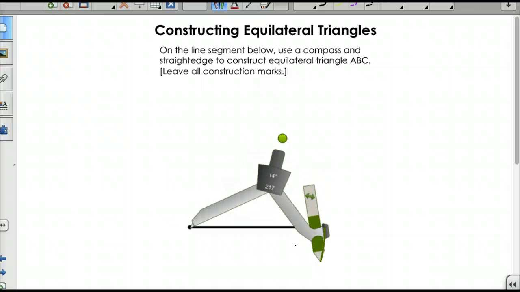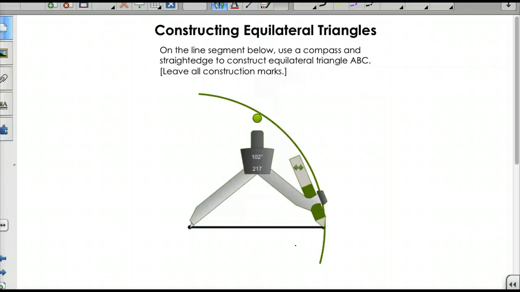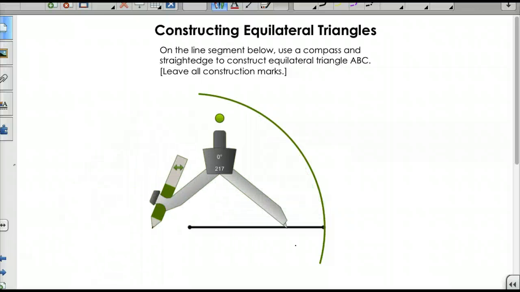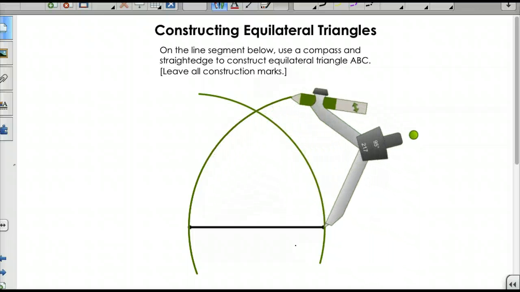Now what you're going to do, just like with perpendicular bisectors, is draw this whole upward part right here, like half a circle, all the way going through it. You're going to turn your compass around, turn it over, and do it on the same side. So now we're moving our pen to the other side and our needle to the other, and we're going to do the same exact thing.